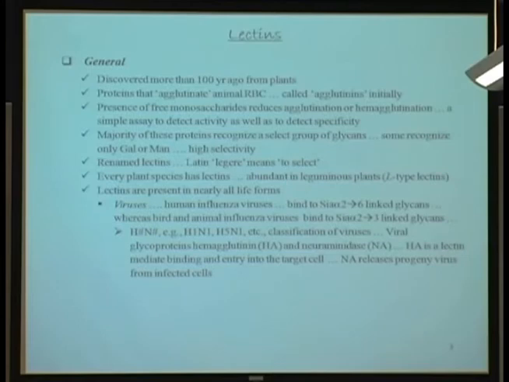This group of molecules, earlier they used to be called agglutinins. Later on, they were renamed lectins, and the word lectin arises from the Latin legere, which means to select. So it's basically a highly selective process, and that's a very characteristic feature about lectins. Every plant species has lectin. In fact, lectins are present in essentially the entire kingdom, all life forms. They are most abundant, as I said, in leguminous plants.